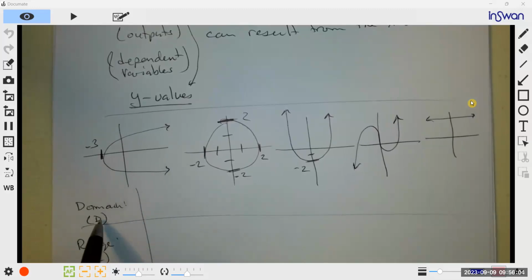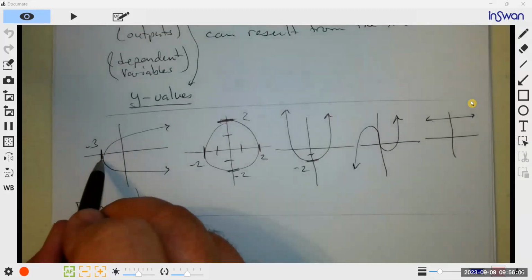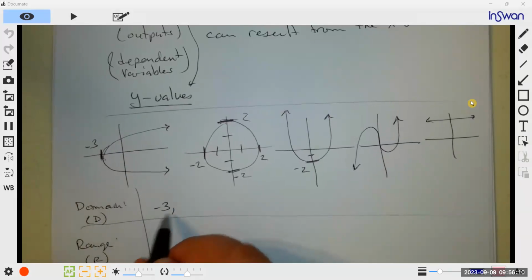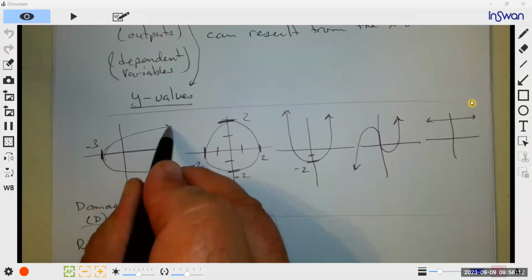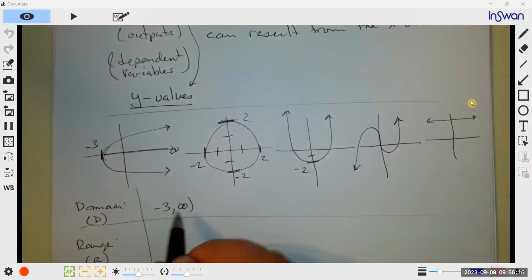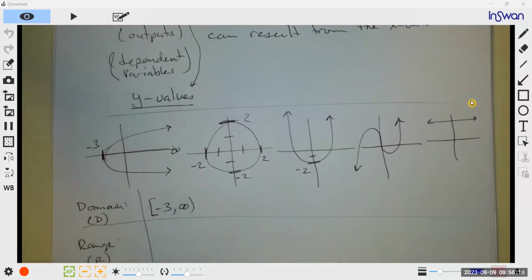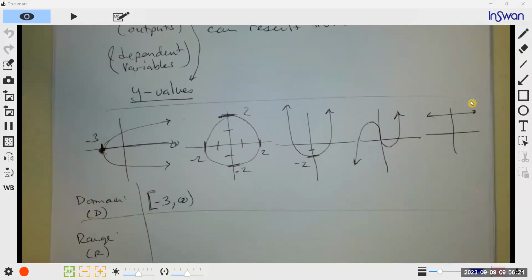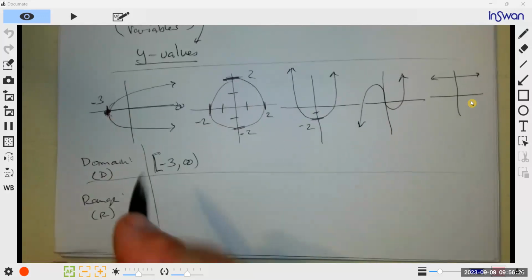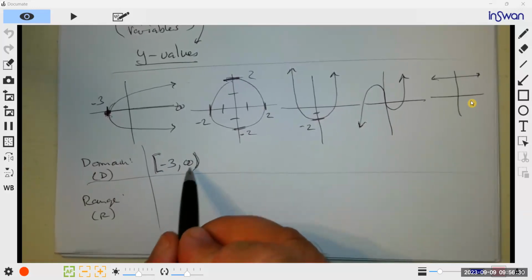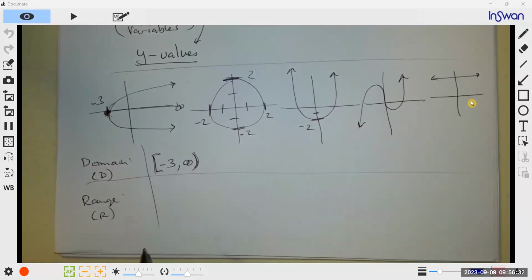So on the x-axis, the smallest it can go is -3, and it goes this way. Since these arrows point, it goes to positive infinity. We use a bracket because, yes, it can equal that value. So we put a bracket next to negative 3. You can never get to infinity, so we put a parenthesis there.